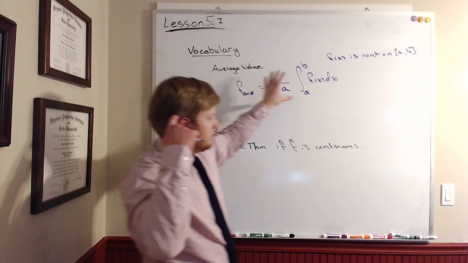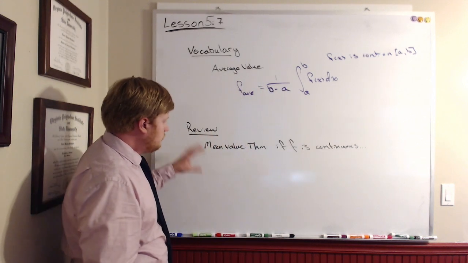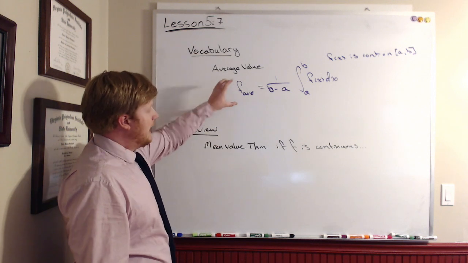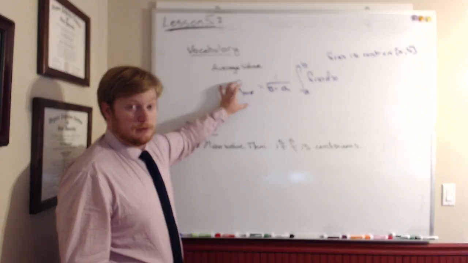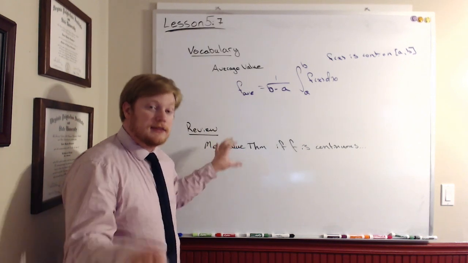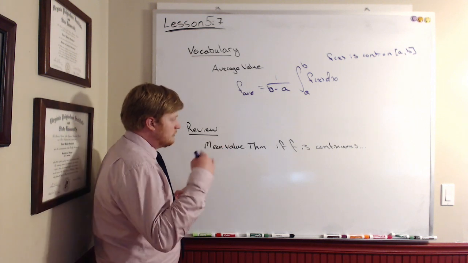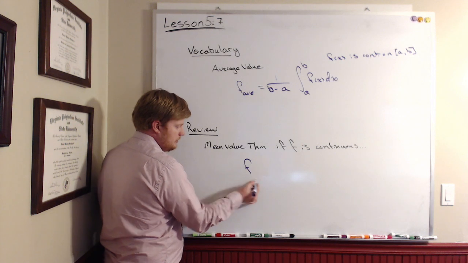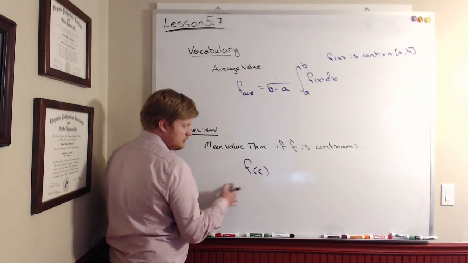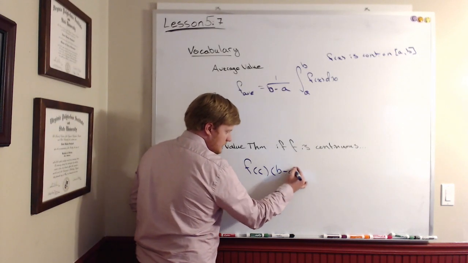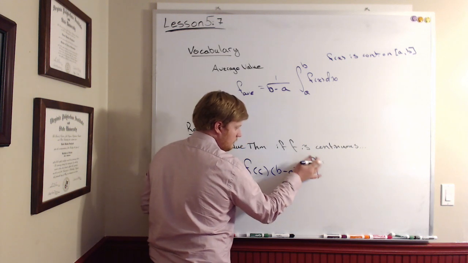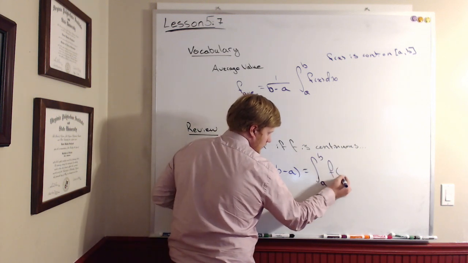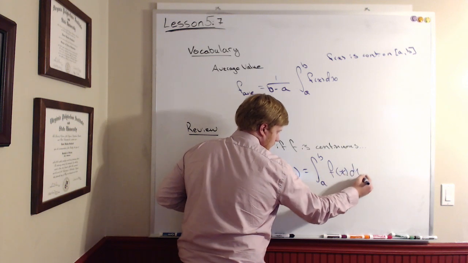And now how do we make sense of this? Well, we go back and think of mean value. Now, I don't want you to get the two confused. Average value is a value. Mean value is a theorem. The mean value theorem said that if f is continuous, again, on some closed interval a to b, then there has to be some value c such that f of c times b minus a is equal to the integral from a to b of f of x dx.